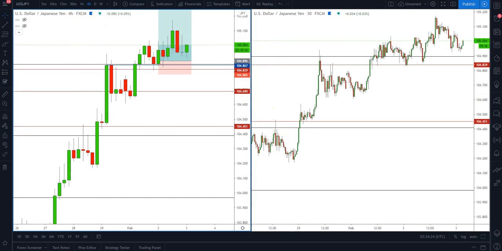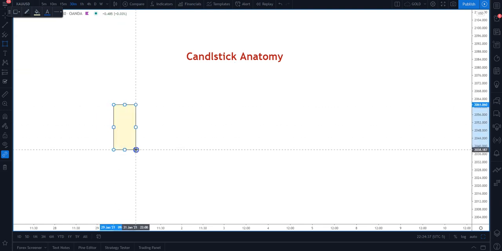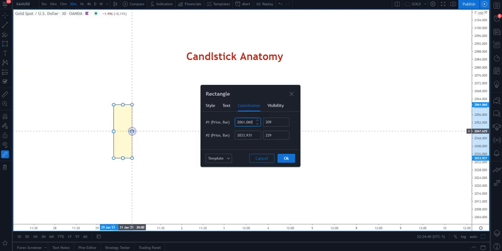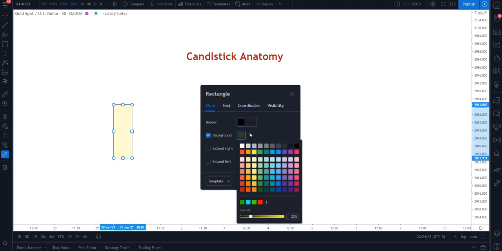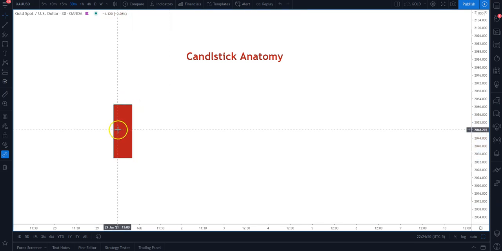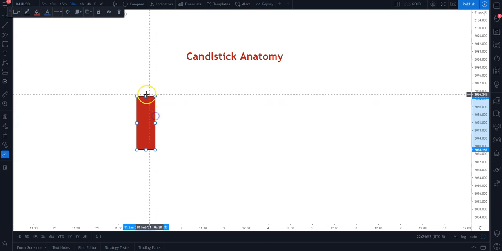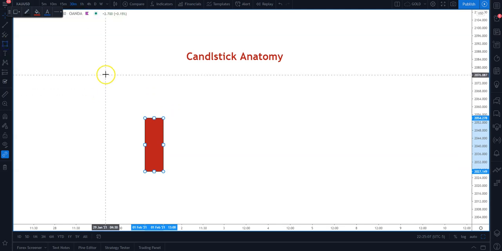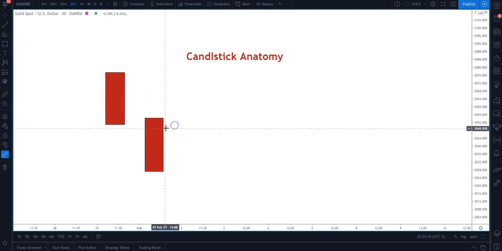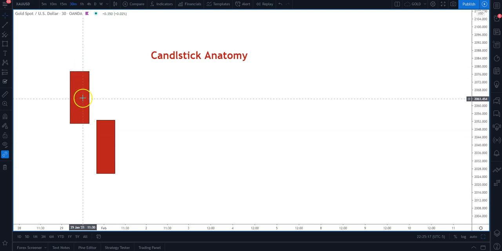So back to the candlestick anatomy, right? Let me see if I can draw one. Don't judge me. So this right here is a red candle. Now, when you see this, how do you feel? What does it represent? If this candle did something like this, it represents a sell. Price moves down, moves down.